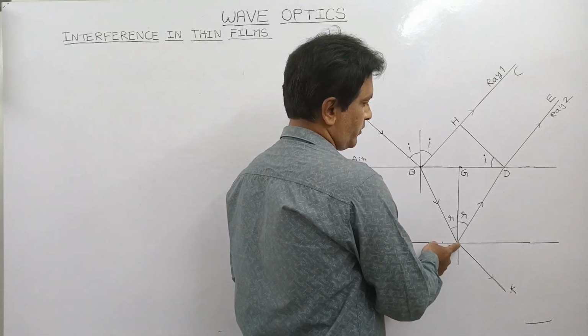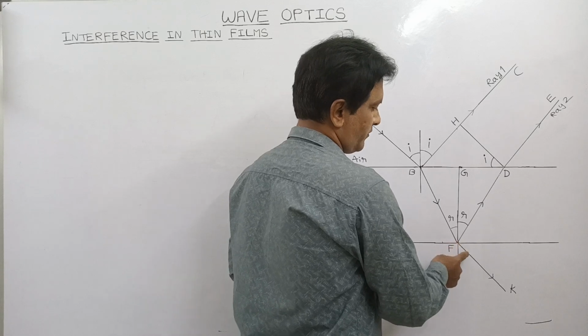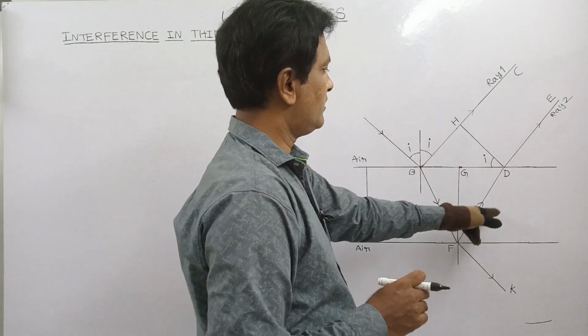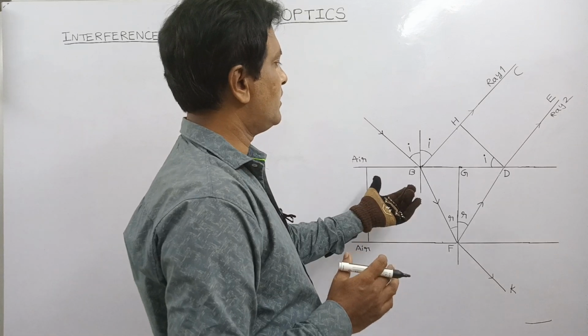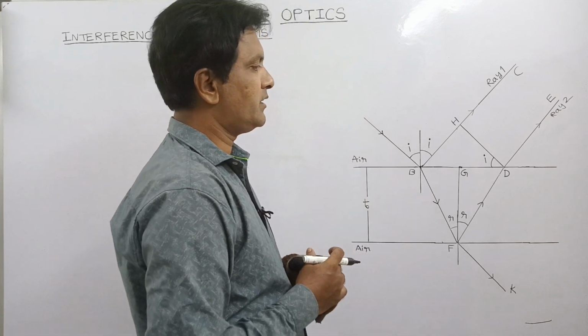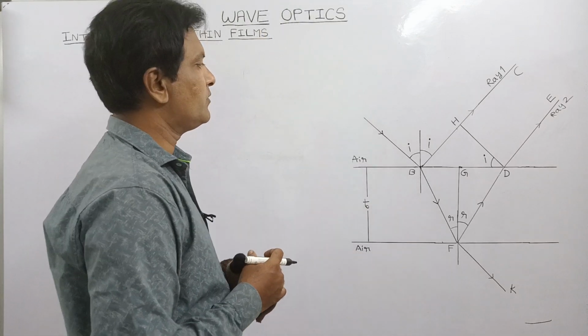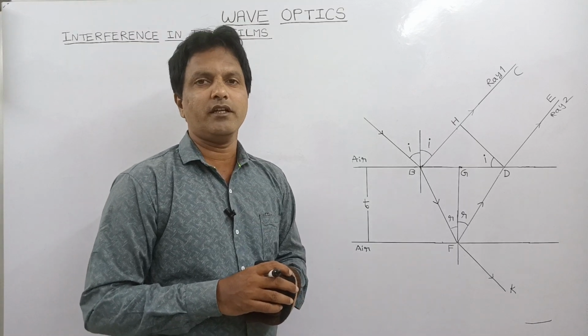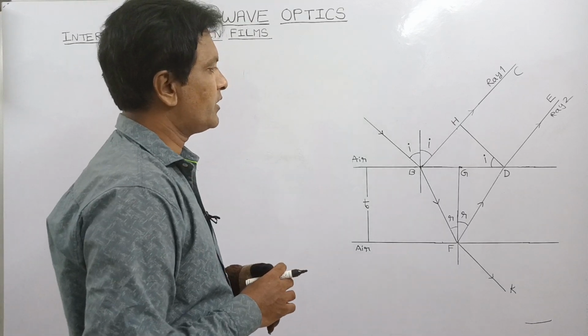Here again at the point of incidence, some part of the ray will be refracted and some part will be reflected. This refraction and reflection percentage, I have given you the details in my previous video, which is thin films. So you can have a look at that.